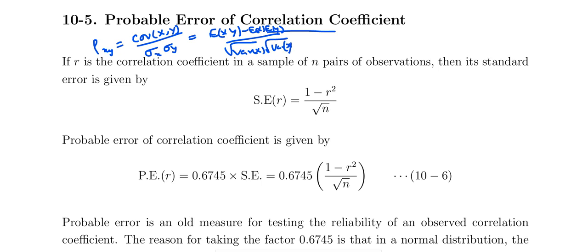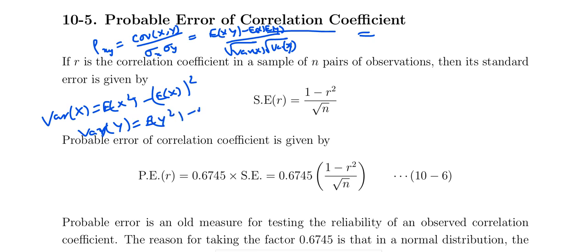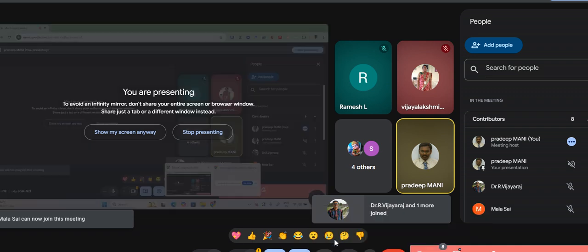So this is nothing but E of xy minus E of x, E of y, which we can find. The variance of x is E of x square minus E of x the whole square. In the same way, the variance of y is equivalent to E of y square minus E of y the whole square. This is a very basic idea. This is the formula: covariance of x comma y is E of xy minus E of x into E of y. So this is called the simple correlation.